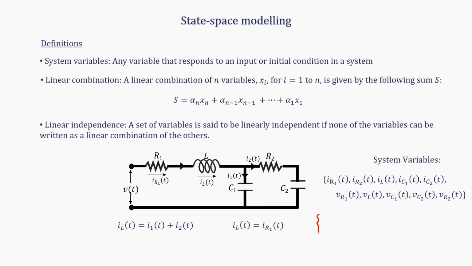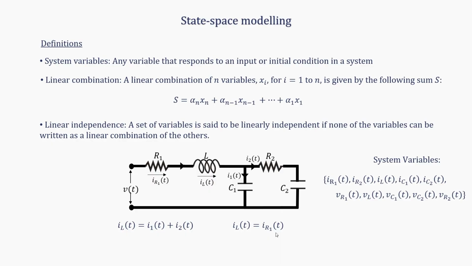As a matter of fact, here the inductor current IL, the capacitor voltage Vc1 and the voltage across capacitor C2, Vc2, are also independent. You cannot write these three terms in terms of each other. You cannot write a capacitor voltage in terms of the inductor current and the other capacitor voltage.